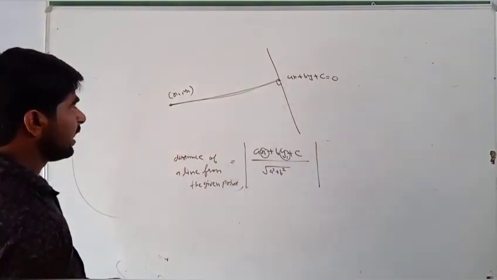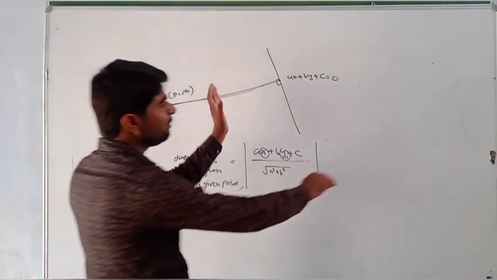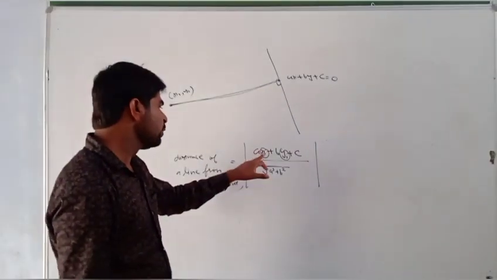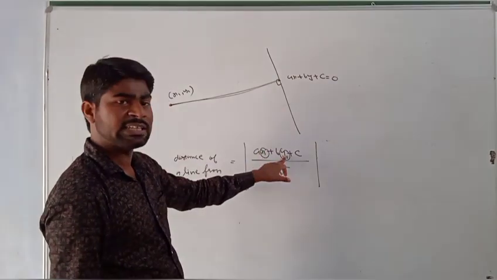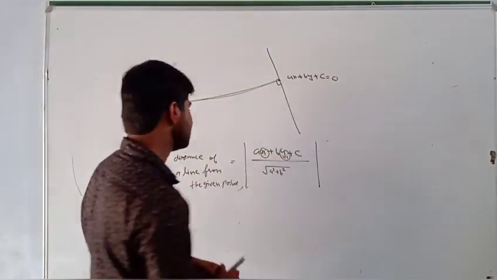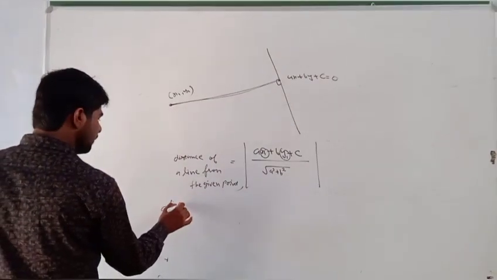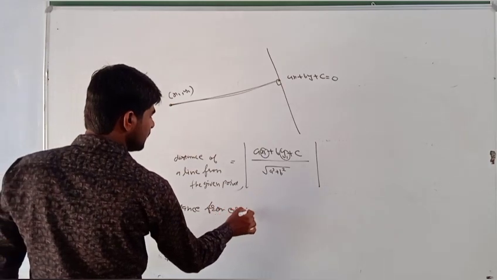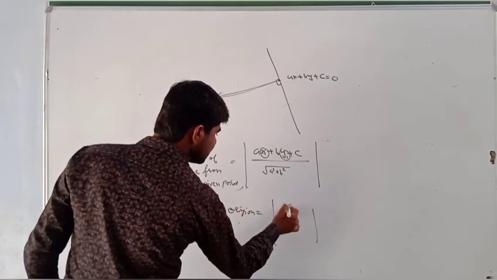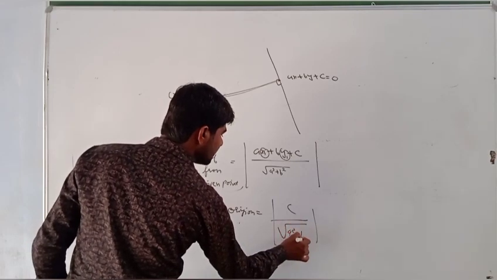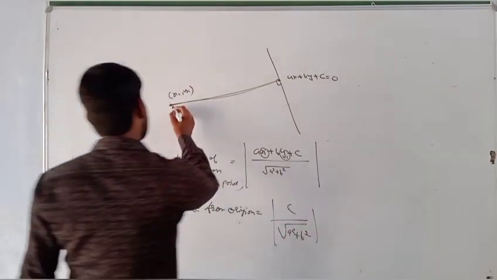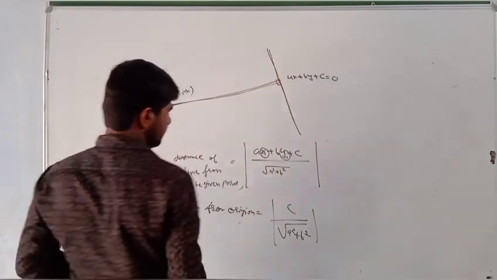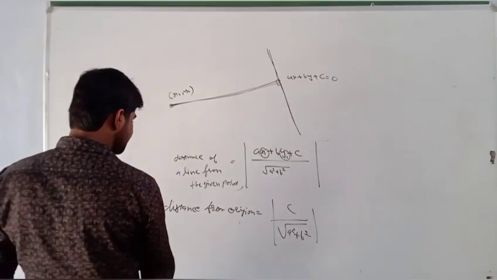So in some books you will see another formula, distance from the origin, but it is basically the same. You can put the origin (0, 0) as x1 and y1, and you will get the answer. So distance from the origin will be c upon under root of a square plus b square. So this is all about the line. One more concept is also there.